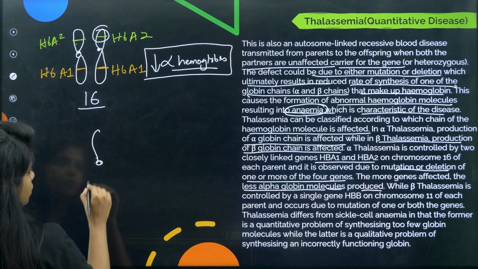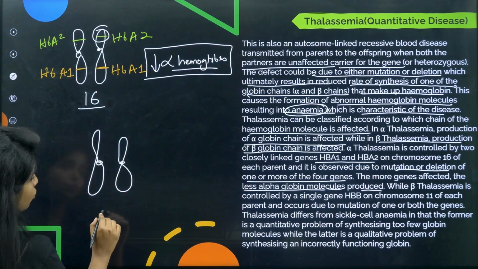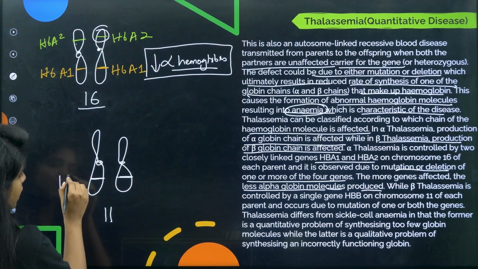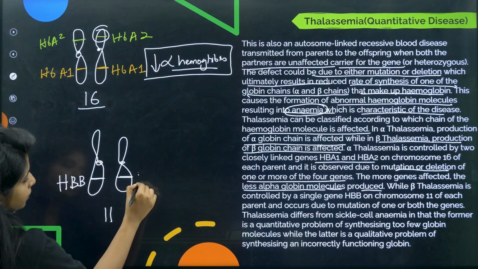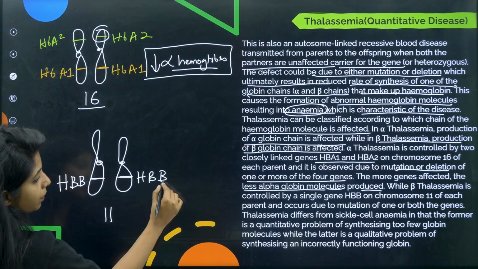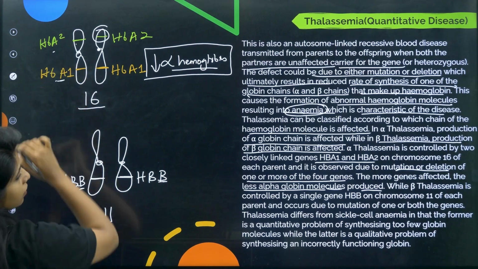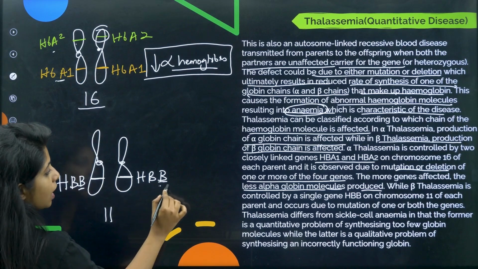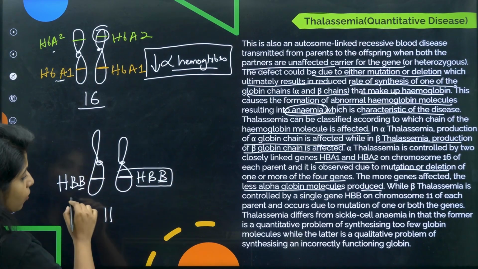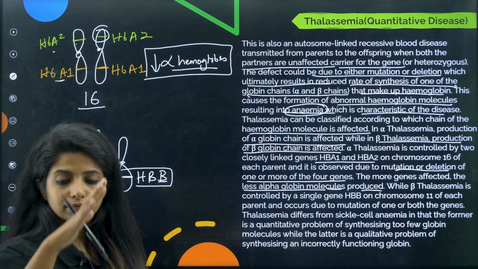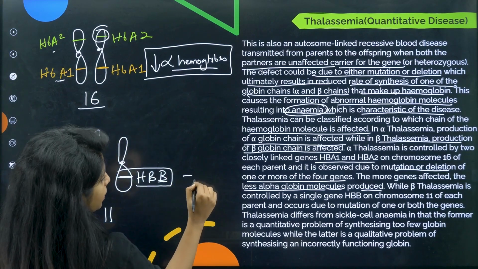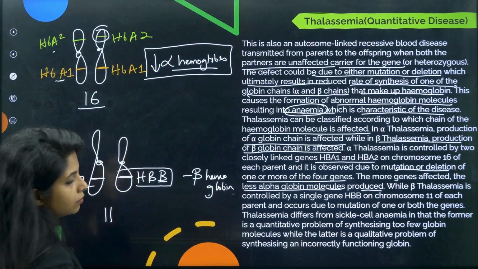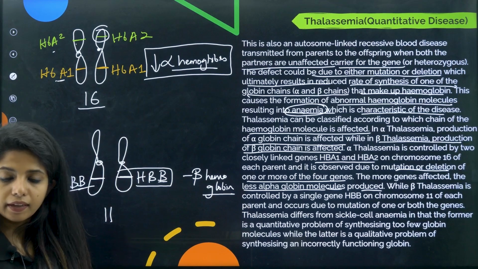single gene. If you talk about beta thalassemia, this is chromosome number 11, and here there is only one gene that is going to get affected, that is HBB. You can remember it as hemoglobin beta, and this is hemoglobin alpha. Now over here there's only one gene that is getting affected. If mutation is happening to this particular gene, obviously there will be less, and if mutation is happening to this also, then you can expect very little of beta hemoglobin. I hope it's clear to you.